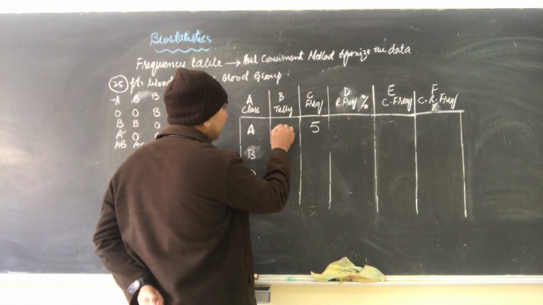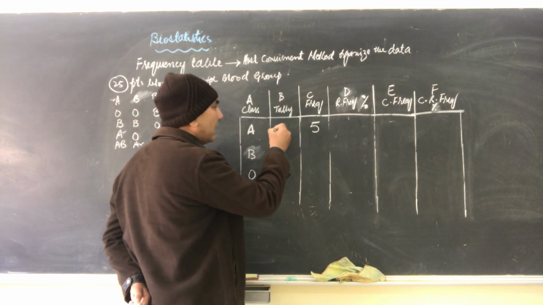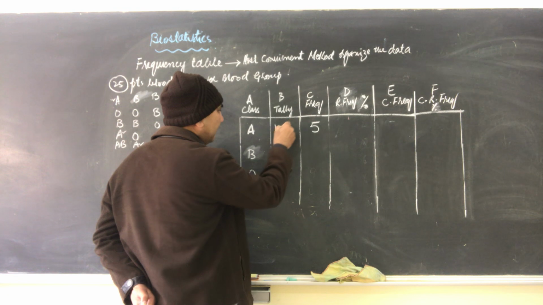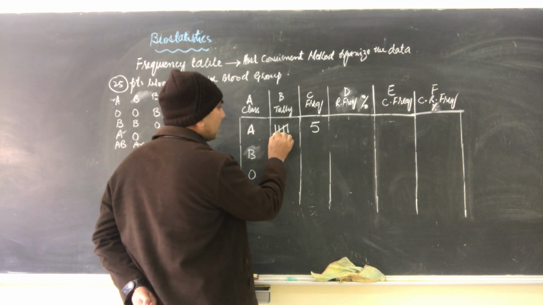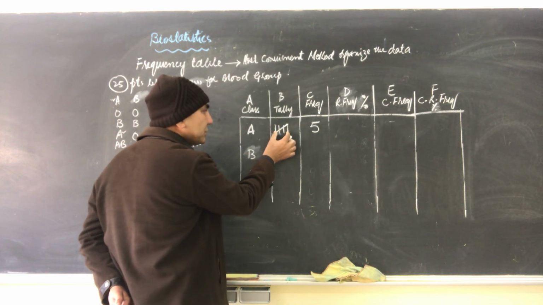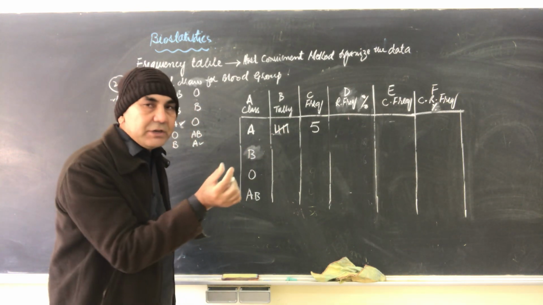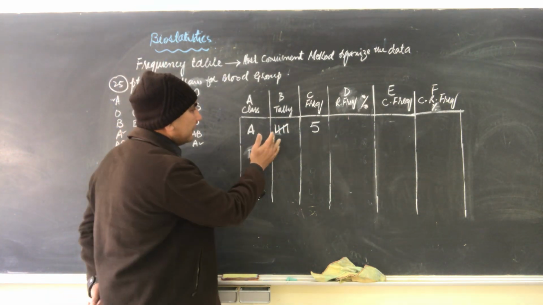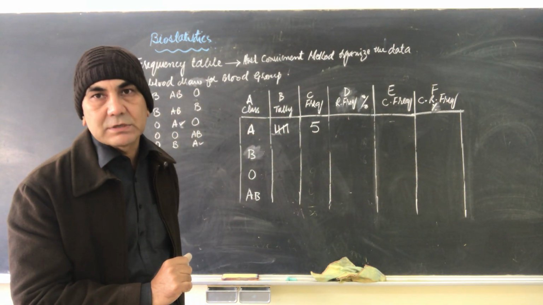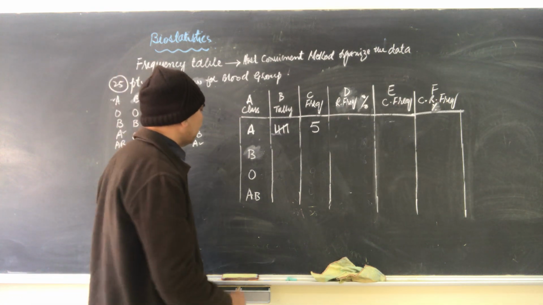In tally marking, we will draw lines 1, 2, 3, 4, and then we cross them. When we cross this bunch of 4 lines, it says that this is a bunch of 5, or a frequency of 5.